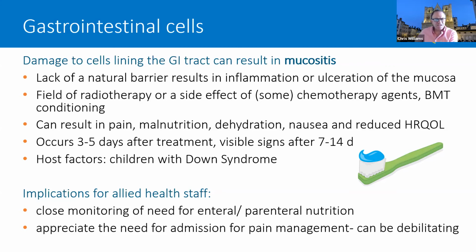One of the other things here, just as a point to think about, is host factors. Children with Down syndrome are very sensitive to mucositis, and they also usually have a very high pain threshold. So it's really important, if you're looking after Down syndrome patients and doing interventions with them, to think about the degree of mucositis they may have. Close monitoring and the need for enteral and parenteral nutrition. So obviously dietetics and nutrition are very involved with patients that are having a lot of mucositis because we need to support their nutritional needs. And we also need to appreciate that sometimes pain management can be with patient-controlled morphine-based analgesics and can be very debilitating pain.